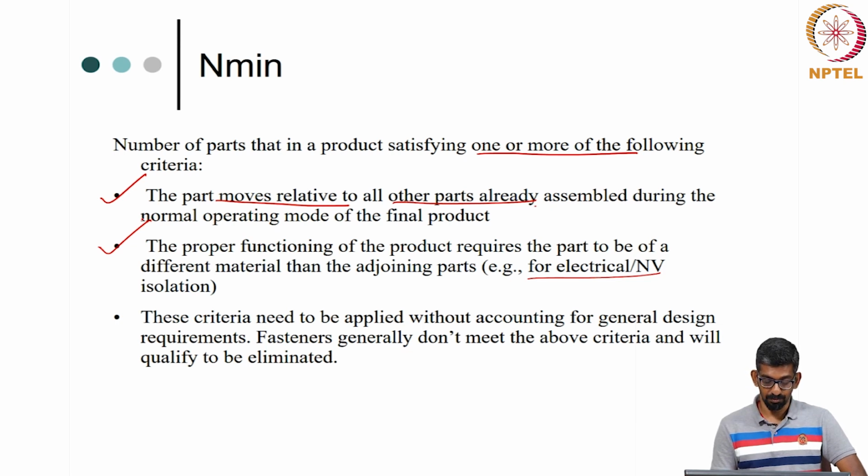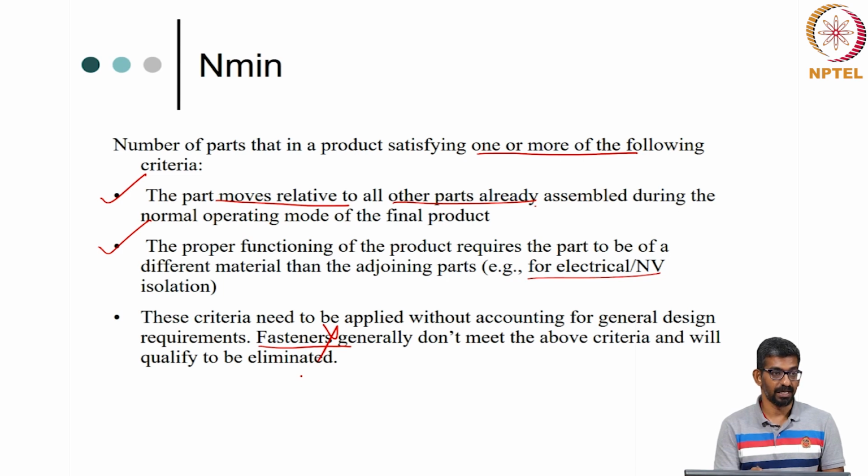The third one is that these criteria need to be applied without accounting for general design requirements. Fasteners generally do not meet the above criteria and will qualify to be eliminated. For instance, in the ideal assembly case, fasteners will not be counted. It will say they do not need to be two different parts, I can always weld them. Hence, fasteners will not play a role. However, in reality you have 4 screws, each of them will take half a minute, 2 minutes for one assembly. If you are making 100,000 assemblies per day, it is 200,000 minutes gone. But in the ideal case it will not be accounted for, that is all.